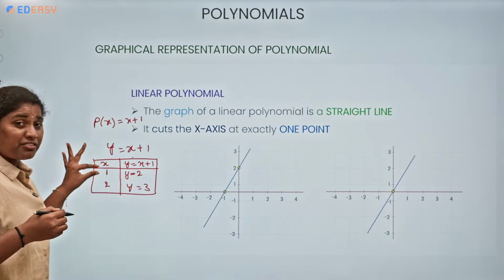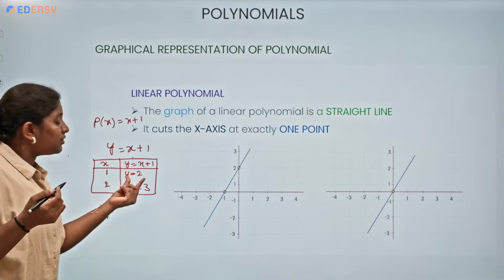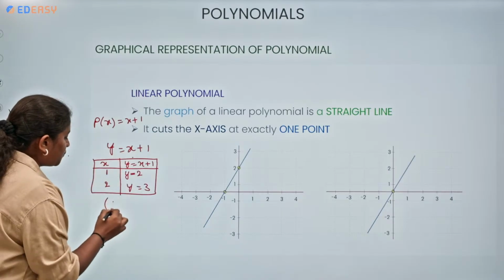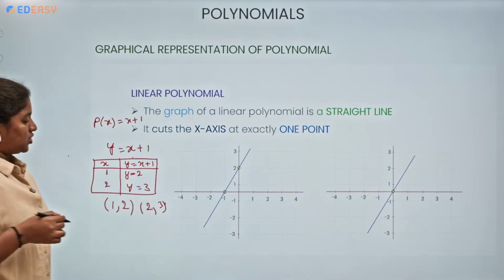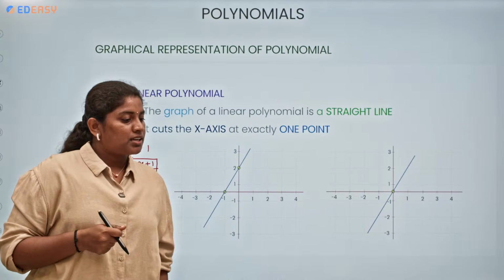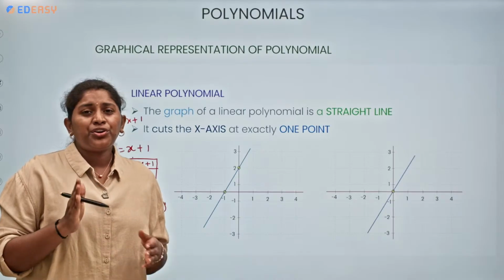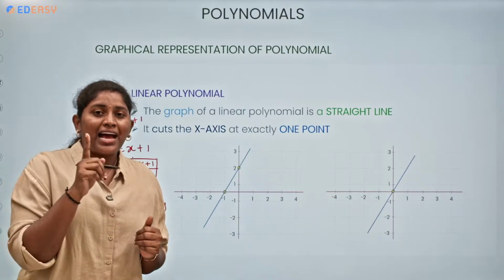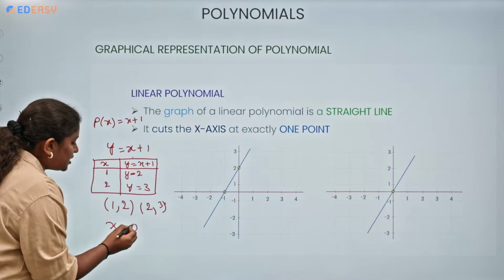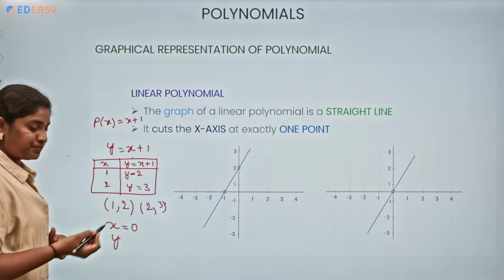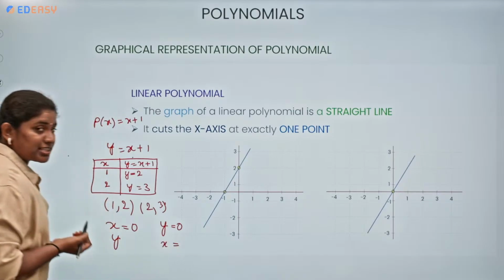So whatever the independent variable you are having here, x, that will become your x coordinate and dependent will become your y coordinate. So we got the points as (1, 2) and (2, 3). Are we going to take the values randomly? Yes, that is correct. We are going to take the values randomly, but I will help you in this, where by taking your x value as 0, you will be getting the respective y value, and by taking your y value as 0, you will be getting your respective x value.